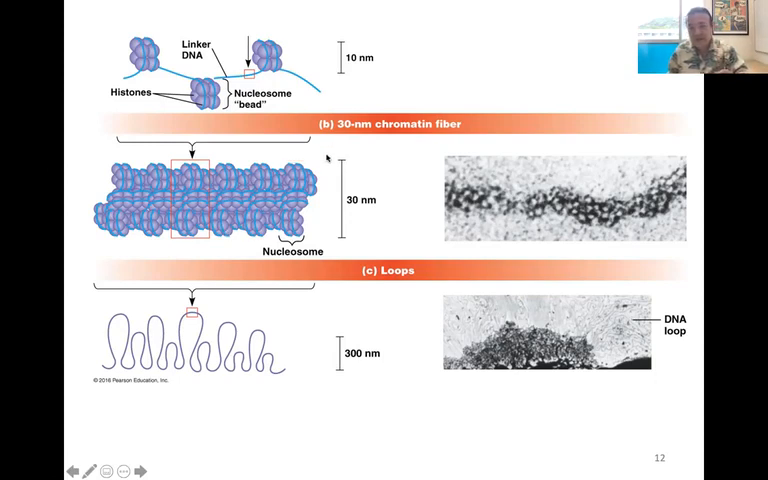It's the 30 nanometer, what we call chromatin fiber. What is chromatin now, right? Because very clearly, this is no longer naked DNA. This is DNA that's tightly associated with different proteins that are meant to organize it and control how the genetic information is read, right?